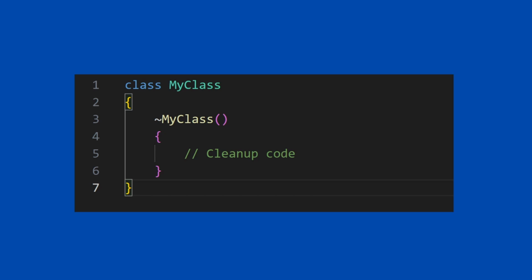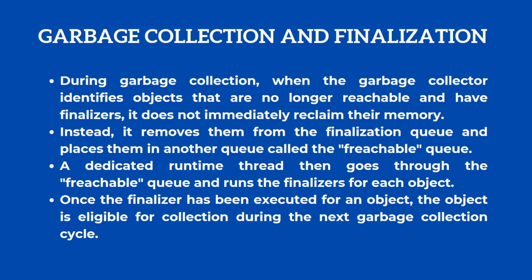When an object that has a finalizer is created, it is actually added to a special list, which is called the finalization queue. Objects in this queue are kept alive until their finalizers have been executed. And again, you can pause the screen and read the text about the garbage collection and finalization.